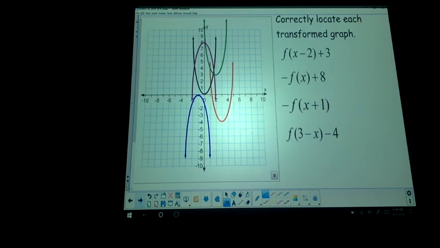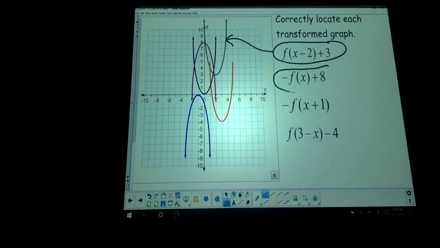All right, so correctly locate the graph. So this one did what? Did it shift right or left? Right. Did it shift up or down? Up. Does it open up or down? Up. So which one of the graphs? The black, the green, the red, or the blue? Green? Okay, so this goes with the green graph. Is that okay?